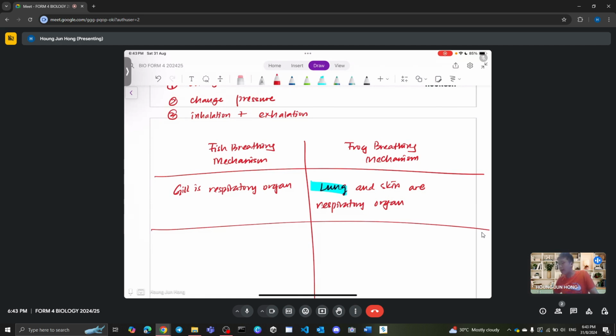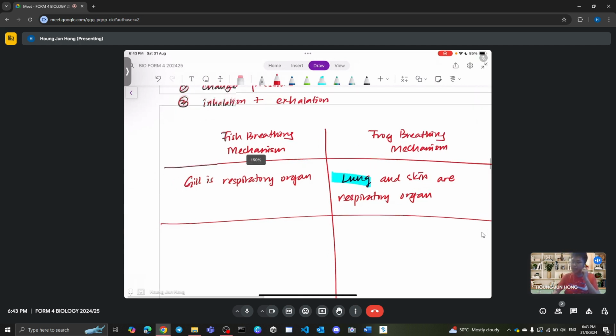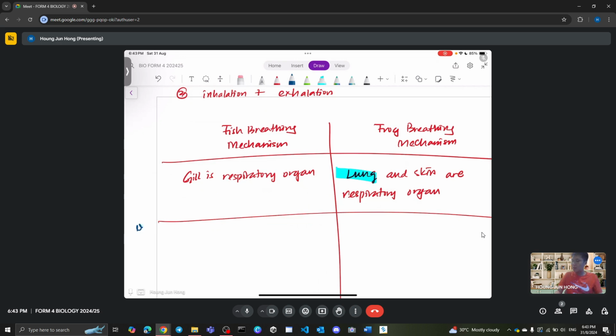Okay, so let's talk about what happened at every stage. So the first one, entrance. Remember the entrance? There must be an entrance. So what is the entrance for fish? Mouth. Right, mouth open. Entrance for frog, nostril. Remember, not the mouth. Frog, they don't use their mouth, they use their nostril to breathe. So nostril open.